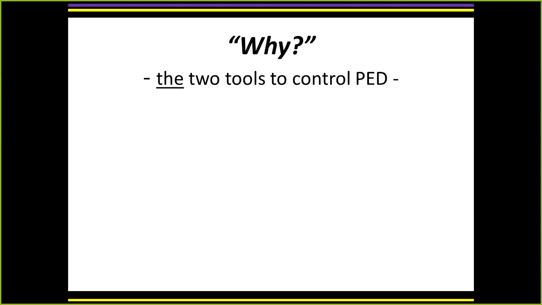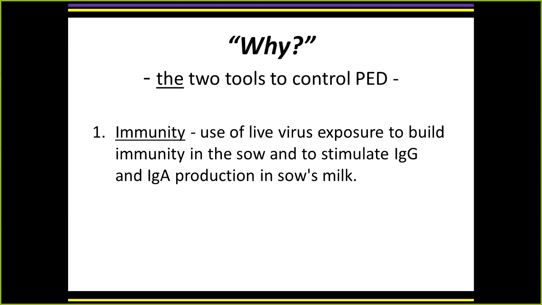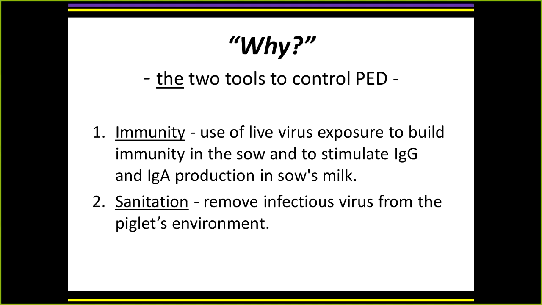Why? Because today, all we know are 2 tools that we can use to control this disease in commercial production. The first one is immunity. If we have immunity in the sows to build up and stimulate IgA production in the sow's milk, we have a barrier against infection in the baby pigs as long as they're nursing. The second one is sanitation, to get the infectious virus out of the baby piglet's environment. Those are the tools. Those are the only 2 tools.